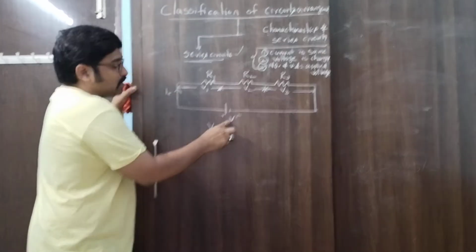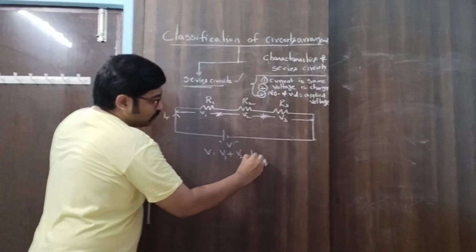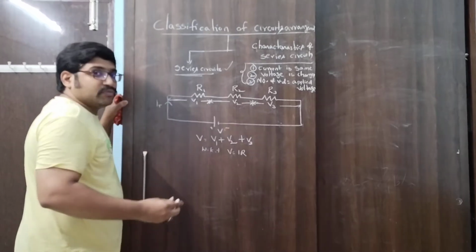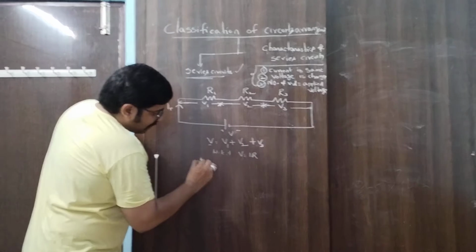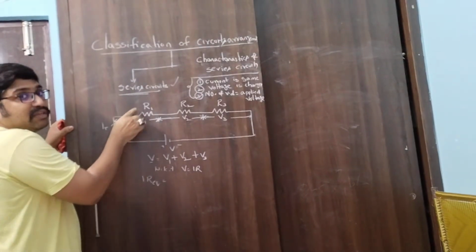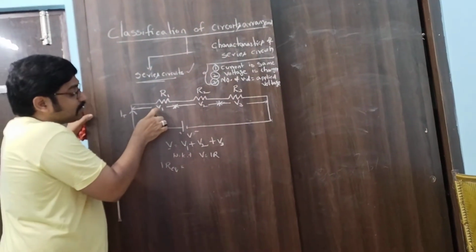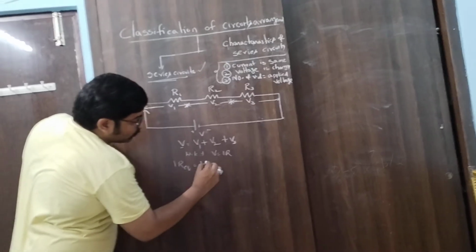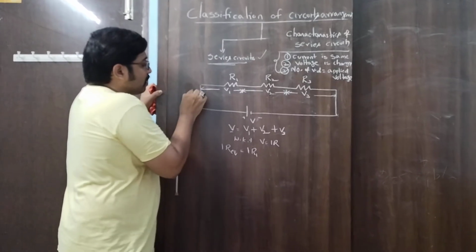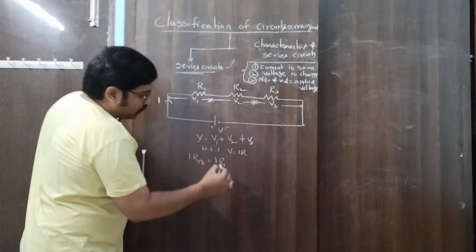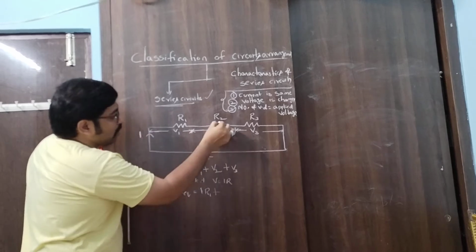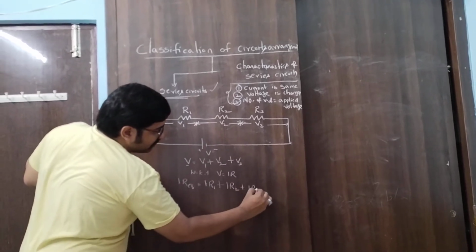So V, the total voltage, is equal to V1 plus V2 plus V3. We know that normally V is equal to I into R. So now V is nothing but I into R equivalent. What is V1? V1 is nothing but I into R1, because the total current flowing is I. You can represent it with small i or capital I, anything. So I into R1 plus, what is the voltage drop across resistor R2? V2 means I into R2, plus V3 means I into R3.